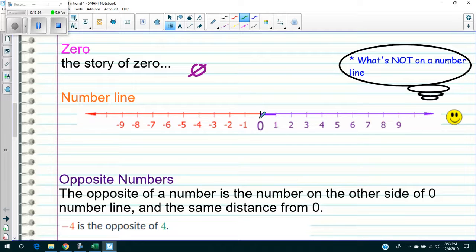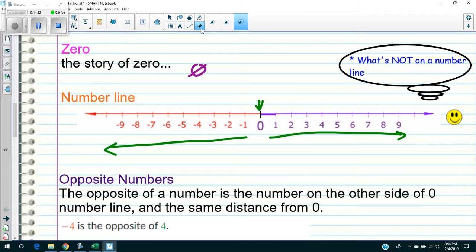Now, moving on to the next thing. Here we have a number line. We spoke about this early on in the year with fractions. When we were comparing fractions, we started with 0 in the middle. As you go to the right, the numbers get larger and larger. These are positive numbers. As you go to the left of the 0, the numbers get smaller and smaller. These are called negative numbers.